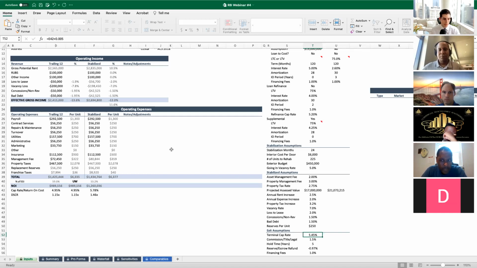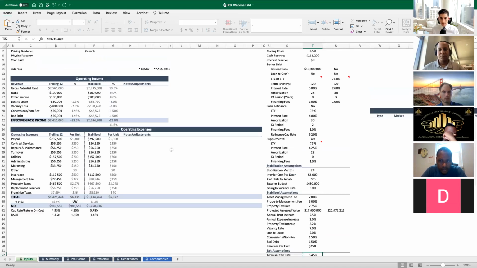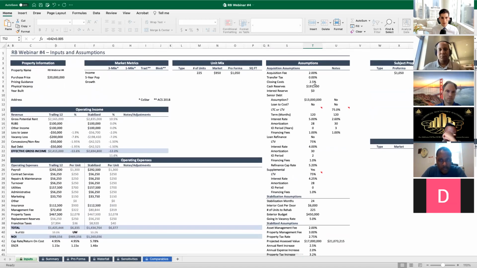It's a great point. So at the end of the day, the closing costs are factored into our model, right? We've got our closing costs here. We know we've got cash reserves. We've got the debt fee.